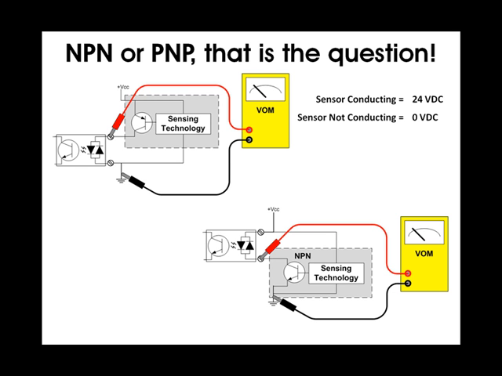So let's say you had both NPN and PNP out there. Well, when you go out and troubleshoot with a meter, you're going to have to know whether it's PNP or NPN, sourcing or sinking, to determine which is on and which is off. For PNP, on is 24 volts. For NPN, off is 24 volts. Or you could say, for PNP, on is 24 volts, measured from the sensor to ground. For the NPN, measured from the sensor to ground, on is 0 volts DC. Take your pick.